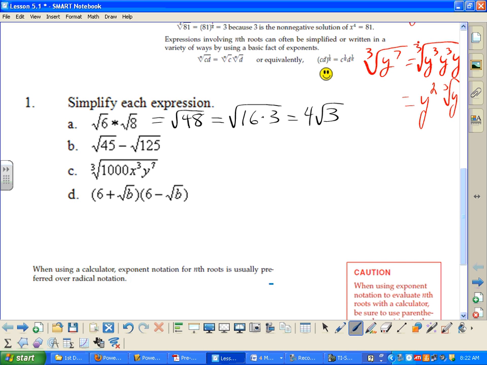So first we need to take 45 and simplify the square root of 45. What do we get if we simplify the square root of 45? 9 times 5 is 45, so that makes it 3 square roots of 5.